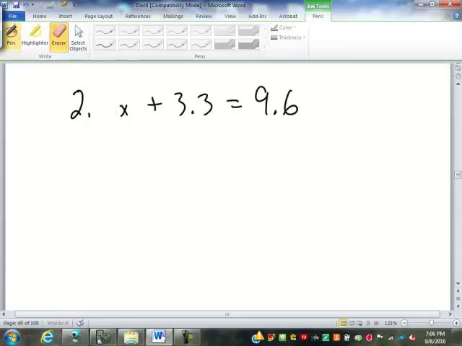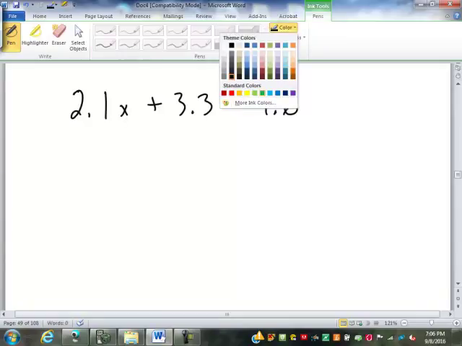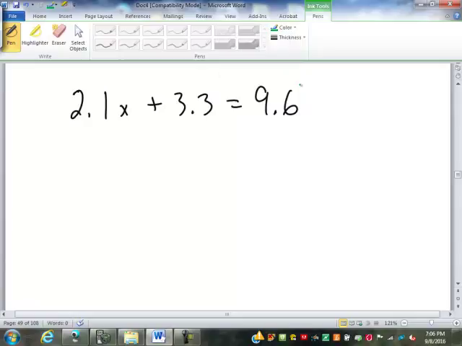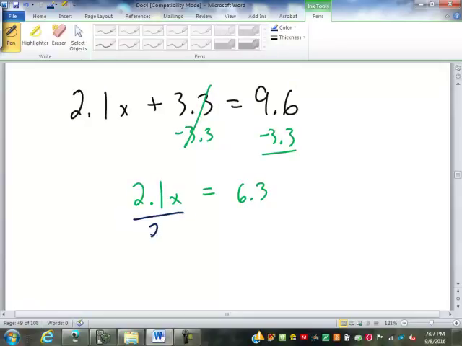Actually, I want to do this as 2.1x. It'll work out better. 2.1x plus 3.3 equals 9.6. Now, again, it looks a little uglier, but it's just decimals instead of whole numbers. It'll be the same set of steps. So where would we start solving a question like this? Subtract 3.3. So all that's left over here is 2.1x. Over here, 9.6 minus 3.3 is 6.3. Then what? Divide by 2.1. X equals 3.